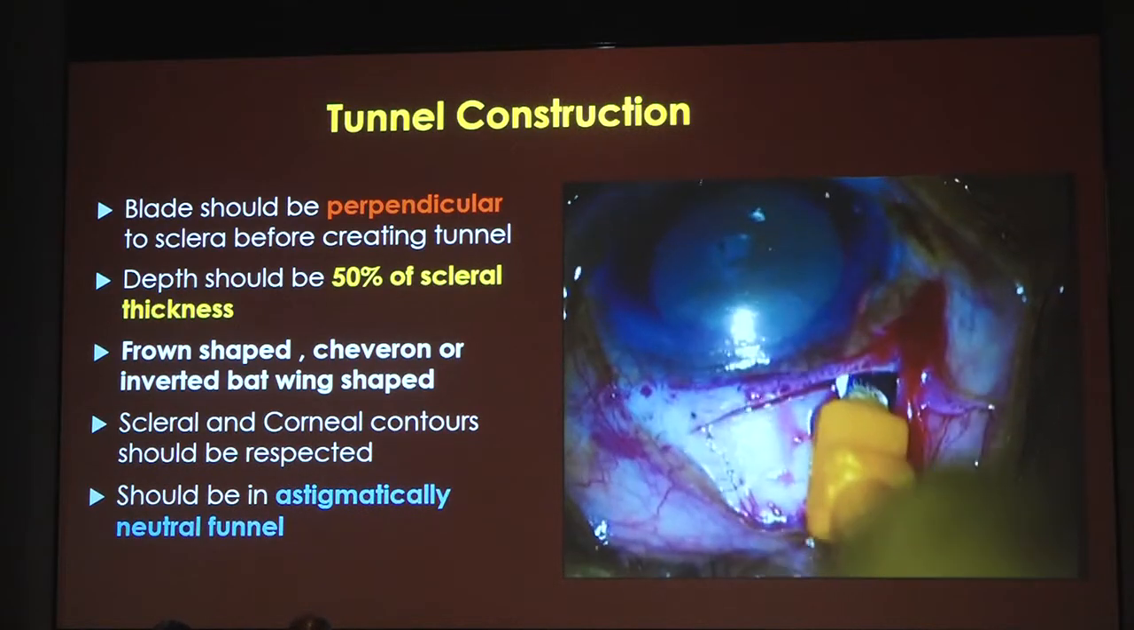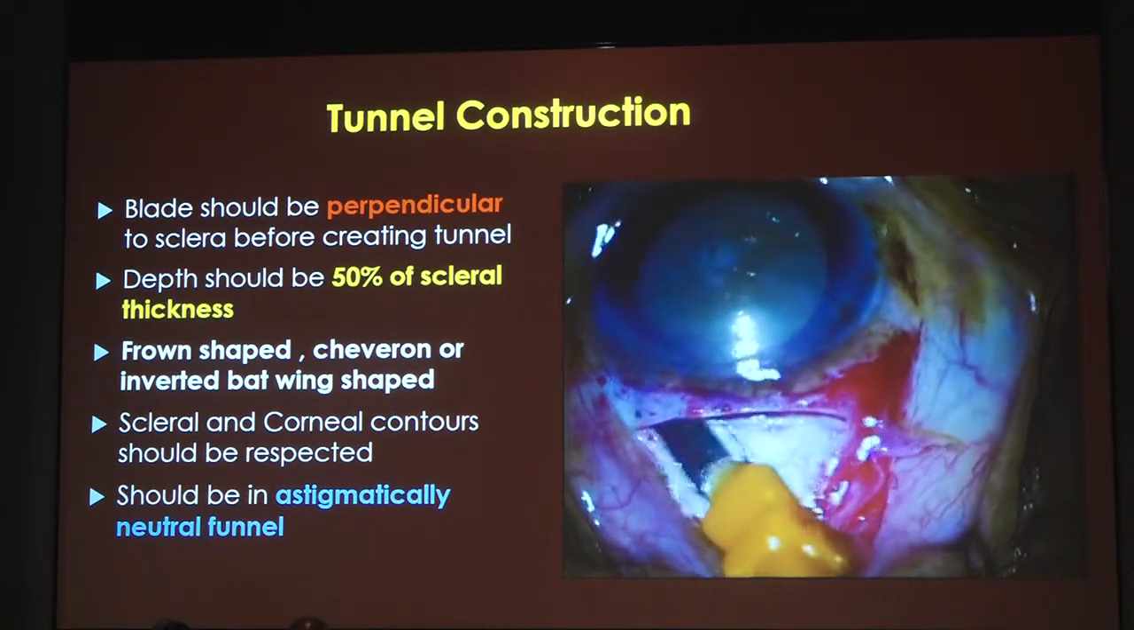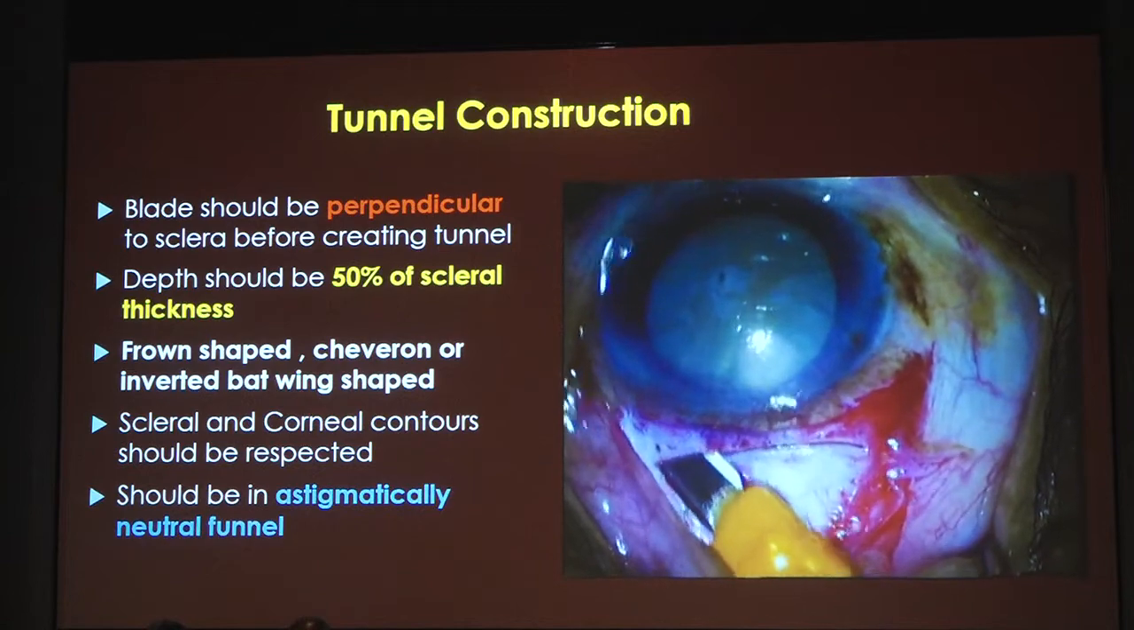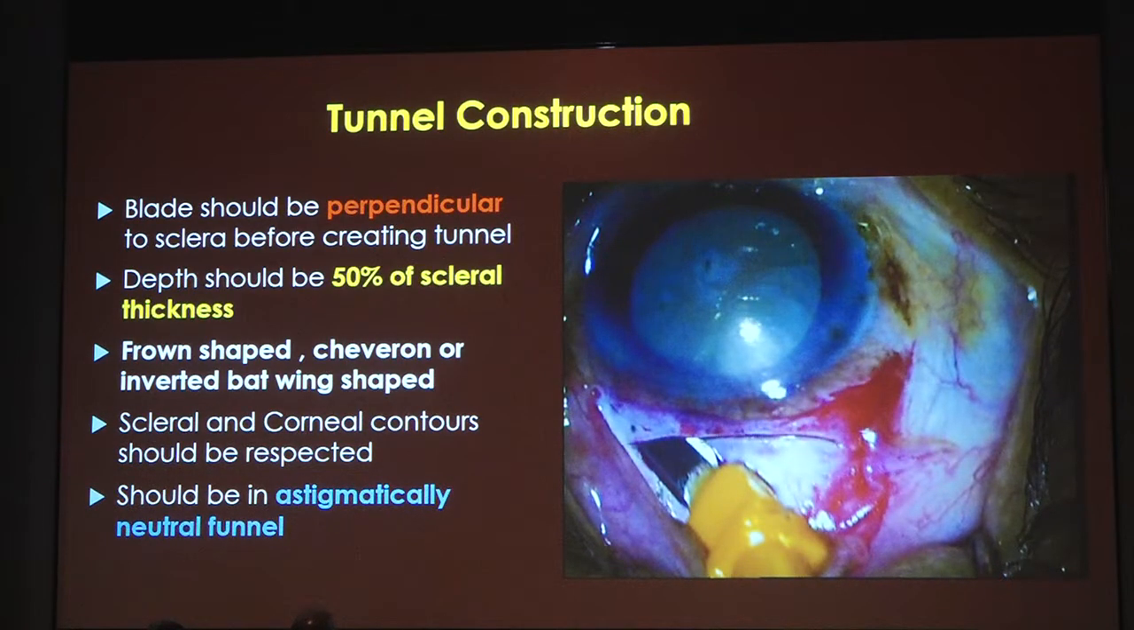Inverted batwing means you have seen so many videos of sir as well as Ragini madam. All those incisions are inverted batwing incisions. And it should be in an astigmatically neutral funnel. Then you will induce less astigmatism and you will be consistent in your surgical induced astigmatism.